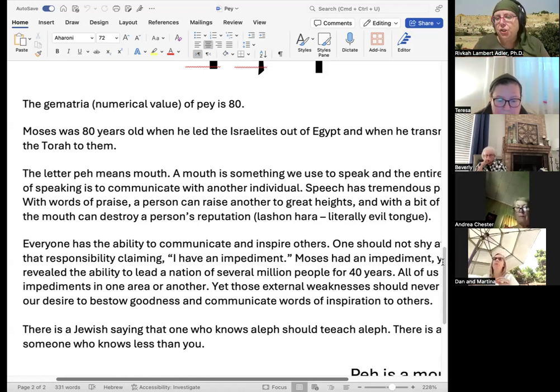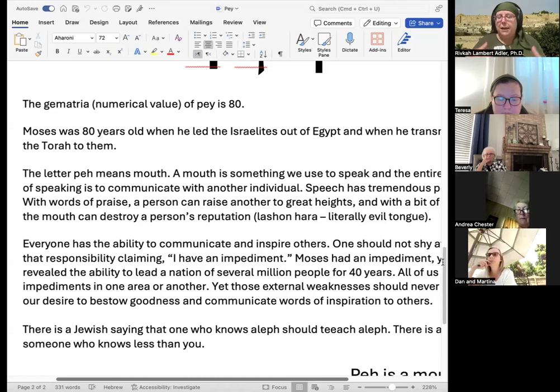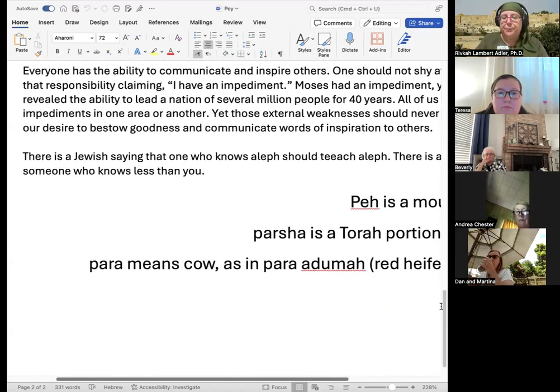And there's a Jewish teaching that I put in here that a person who knows Aleph should teach Aleph. So you may think about yourself, or I may think about myself, I'm not qualified to teach somebody else because I don't know all there is to know. But if you know a little something and it is the truth, then it's something that you should share with other people, because there's always people who know less than you.